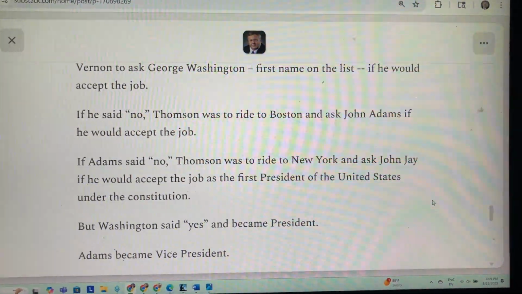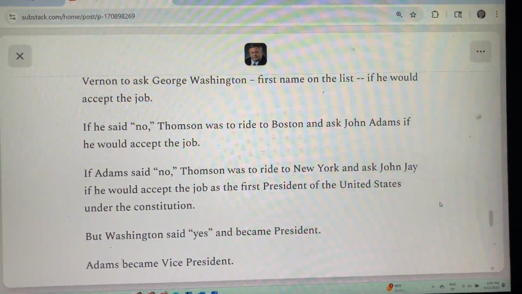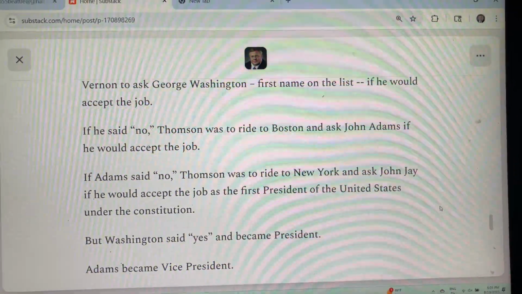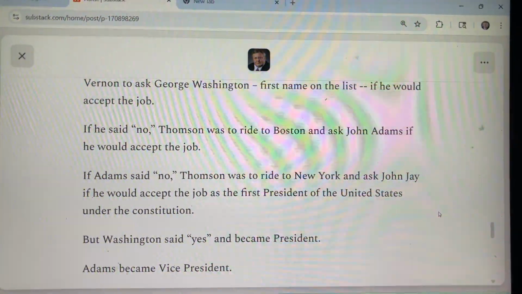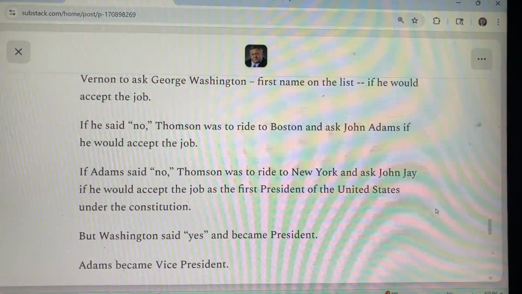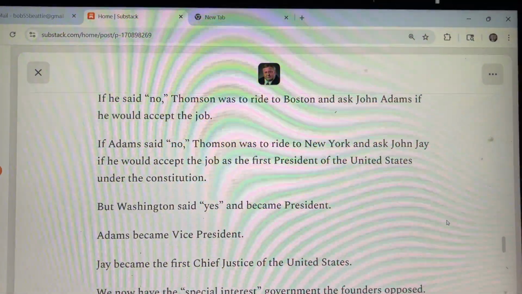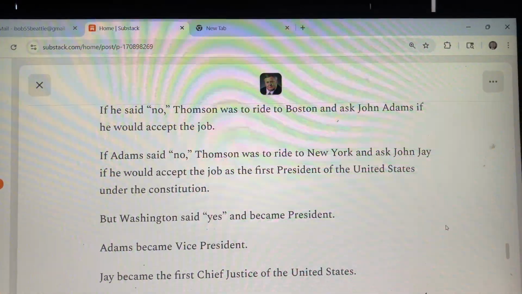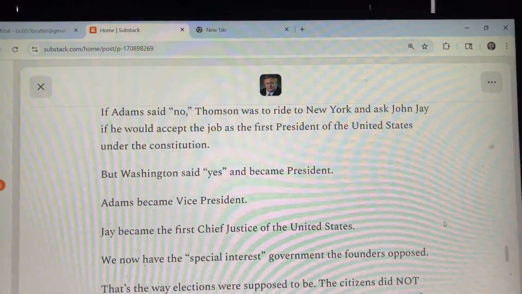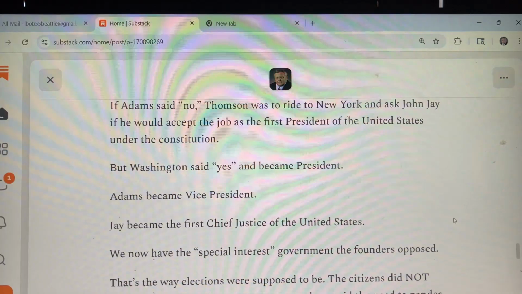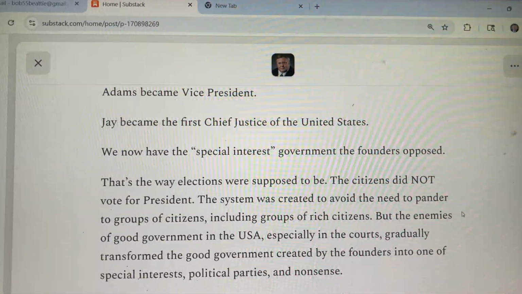If he had said no, Thompson was to ride to Boston and ask John Adams if he would accept the job as president. If he said no, Thompson was to ride to New York and ask John Jay. That was the limit at the time: top 3 vote receivers, though 12 people received Electoral College votes. So Washington said yes, Adams became vice president, and Jay became the first Chief Justice of the United States.